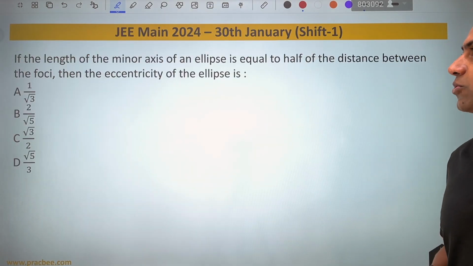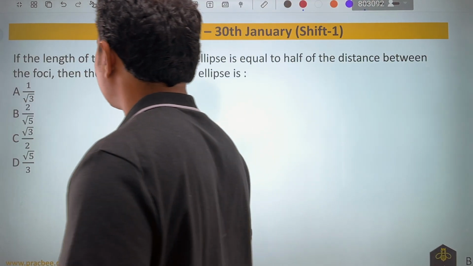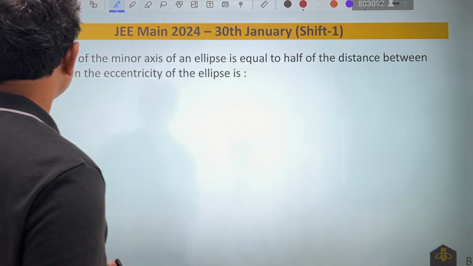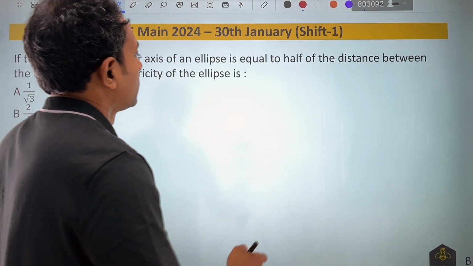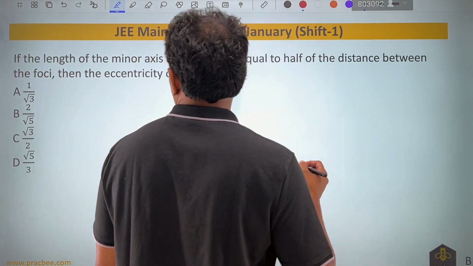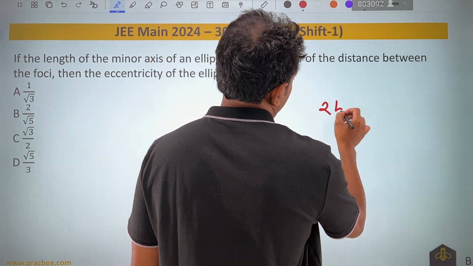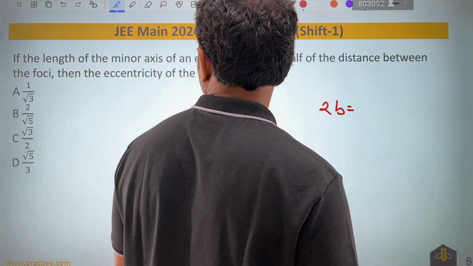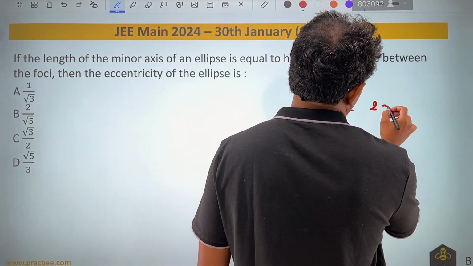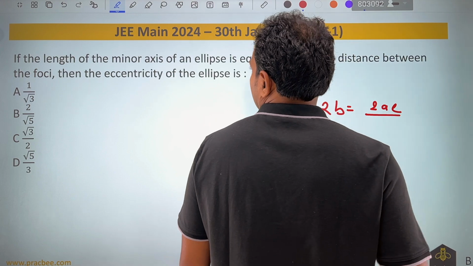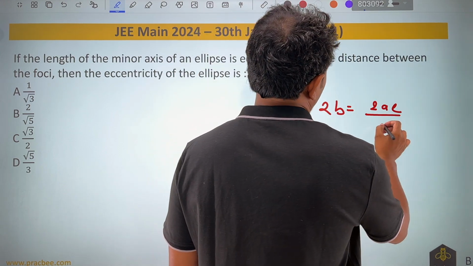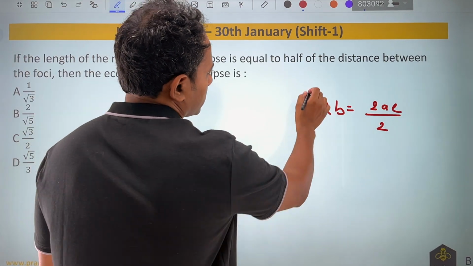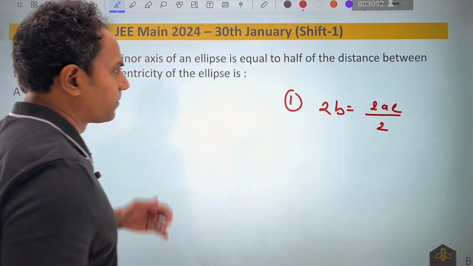Now if I look into this 2024 question is very simple. Says that if the length of the minor axis of an ellipse is equal to half the distance of the foci, let us write it down. The length of the minor axis is 2b is equal to half the distance between foci. So distance between foci is 2AE. This divided by 2. This is what is given. Then what will be the eccentricity of the ellipse? Now this is an extremely NCERT type simple question.